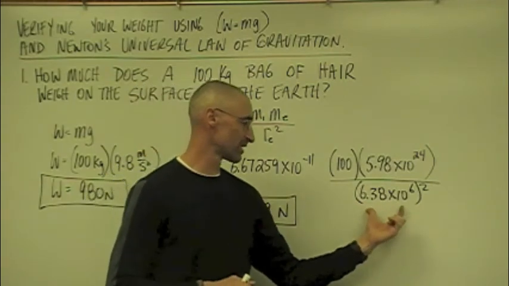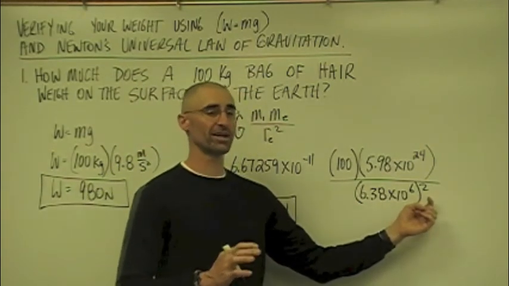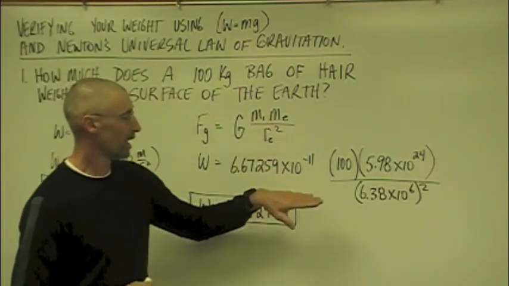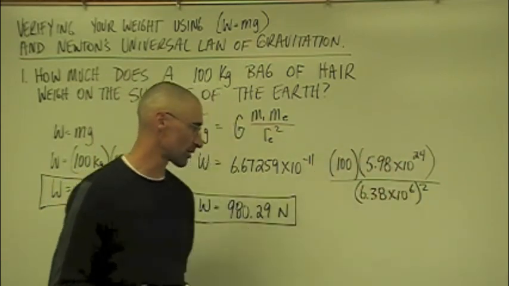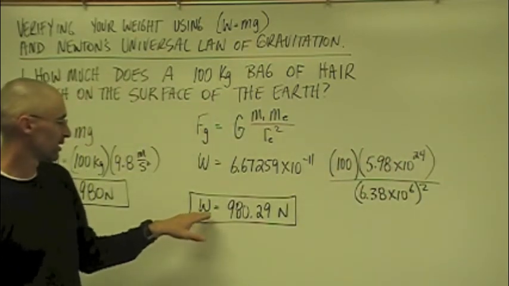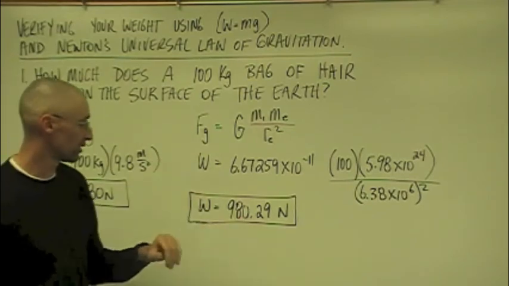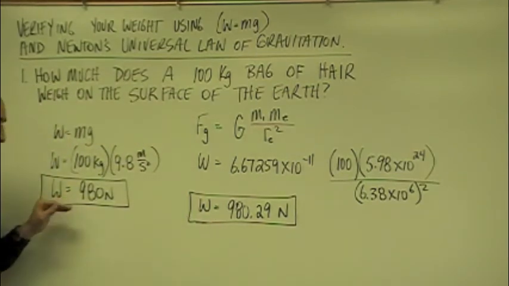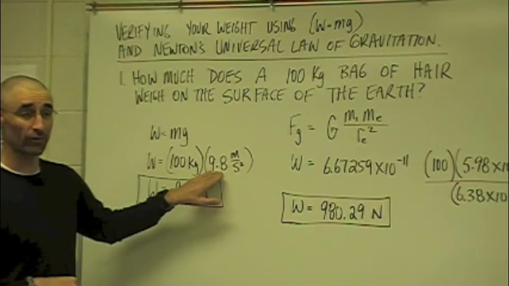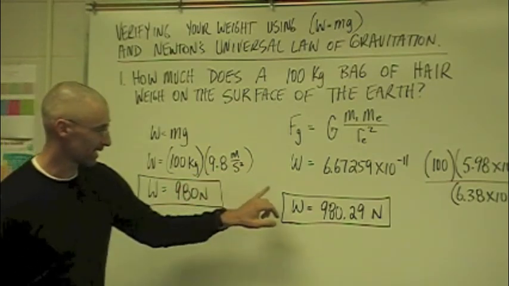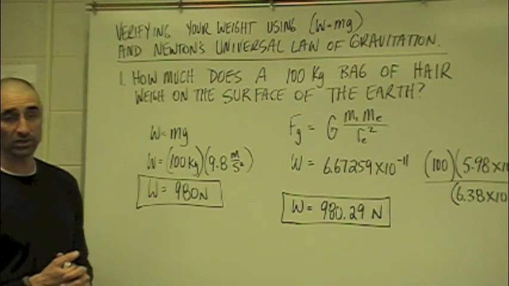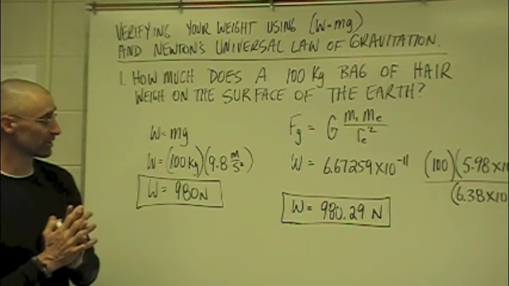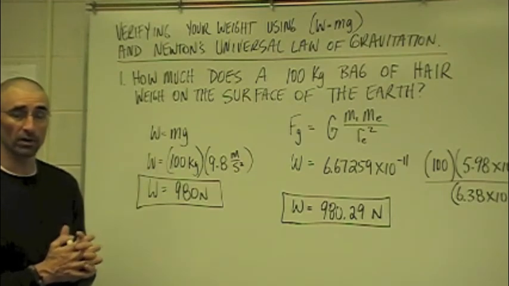So if we take that radius and we square it, and guys, if anybody makes any mistake on the test, it's usually because they forget to square that. So please note that that is squared. When we take all that, we plug it into the calculator, it spits out a weight or a force due to gravity of 980.29 newtons, which isn't exactly the same as this, but guys, this number right here is a number that we use that's rounded a little bit, and so therefore that kind of accounts for the discrepancy. But you can basically see that either way you go about it, that 100 kilogram bag of hair is going to weigh about 980 newtons on the surface of the Earth.